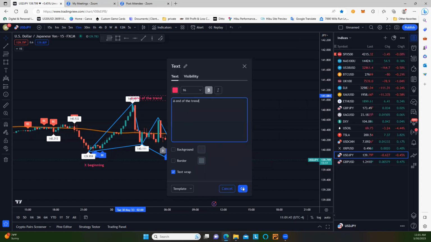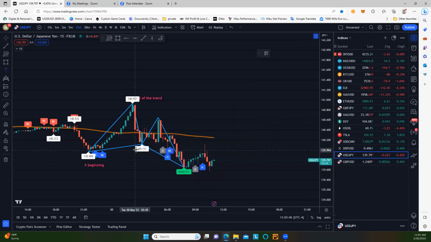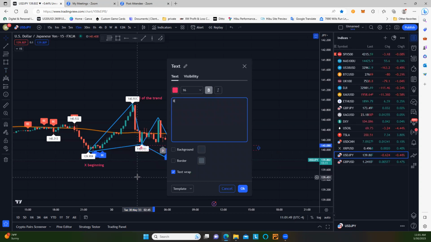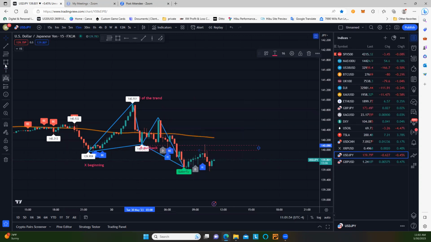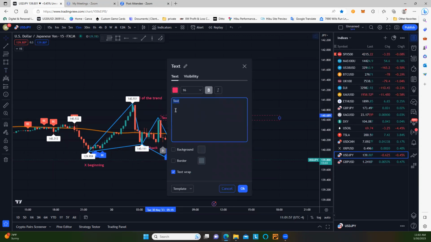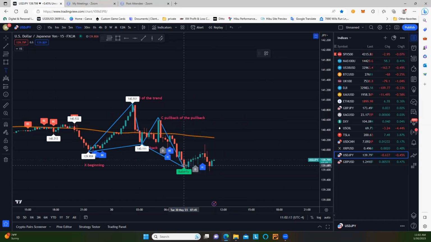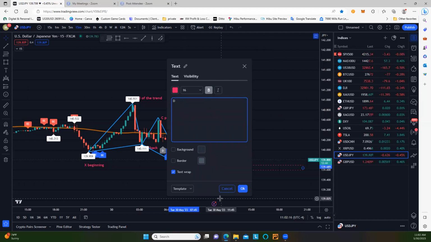Okay. And then you have your B point. Your B point is actually your first pullback. And your C point is your pullback of your pullback, not breaking point A, or it will no longer be a butterfly harmonic pattern, but is the pullback of the pullback, right? And then point D finally is the continuation of the trend.